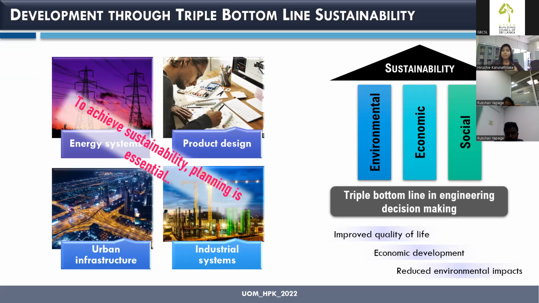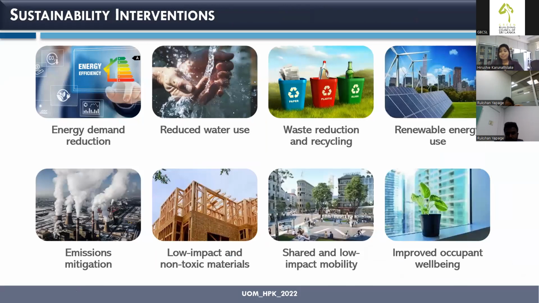In order to achieve this sustainability, planning is essential. Planning and proper decision making. And we apply this thinking in developing energy systems or designing products, or in planning and implementing urban infrastructure, or developing industrial systems. No matter what it is, we have to think of the triple bottom line of sustainability. Now, these sustainability interventions, things that we commonly do in order to reduce the environmental impacts and improve the environmental, economic, and social benefits.